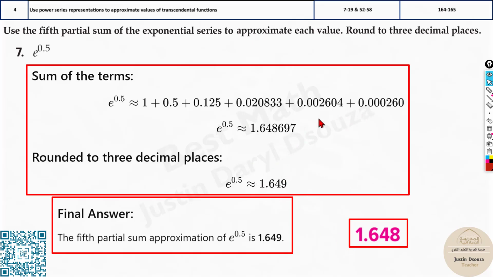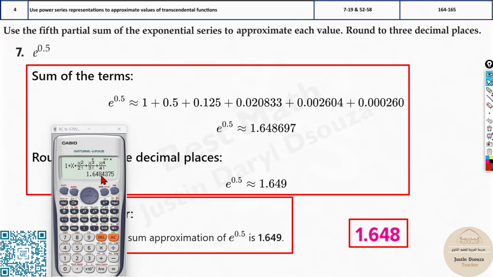Now the reason over here is they have taken more values. Over here, the answer is 1.649. The actual answer would be 1.648, which we got, because we have to take only the fifth partial sum. So be careful. If you take more, then the answer varies. See over here, they have taken the 1 2 3 4 5 6 partial sum. Your answer is 1.649, which is incorrect. If you take the fifth partial sum, it should be this.